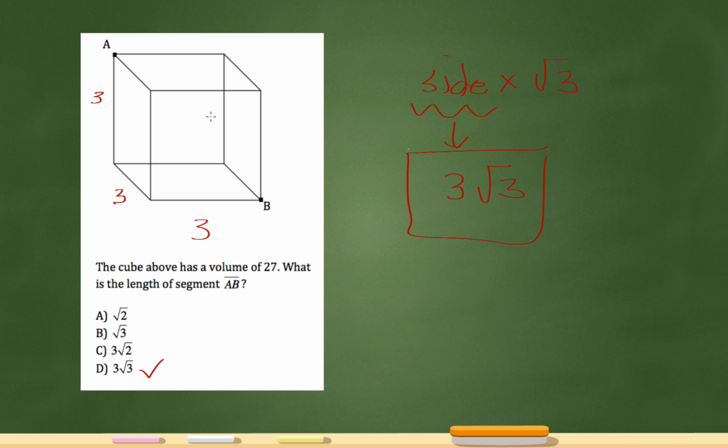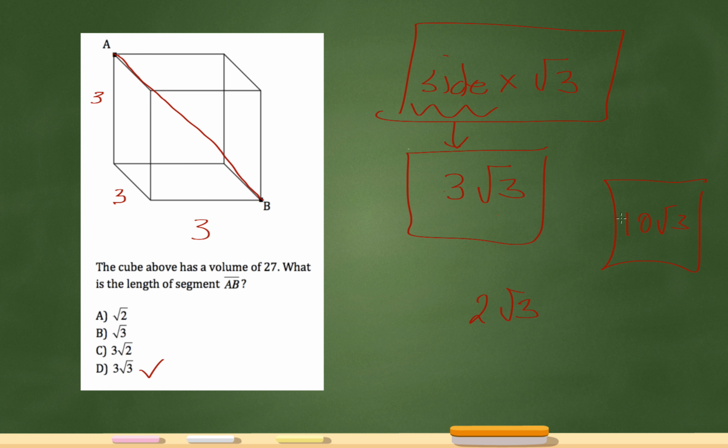If let's say the side here was 2, then the answer would be 2 root 3. If the side there was 10, then the answer would be 10 root 3 for the diagonal of the cube. And the diagonal of the cube is just the distance between the 2 furthest points. So that's really a simple way of figuring out the diagonal of a cube.